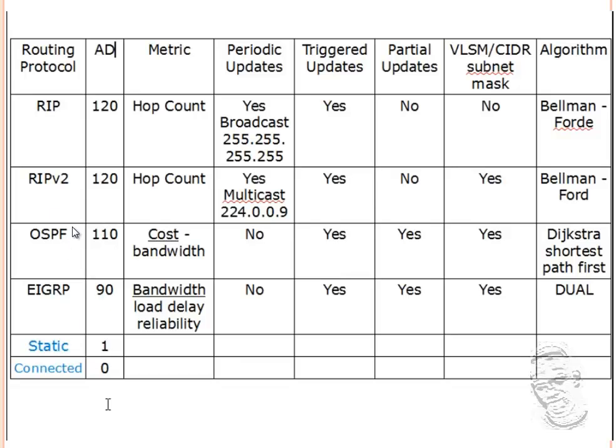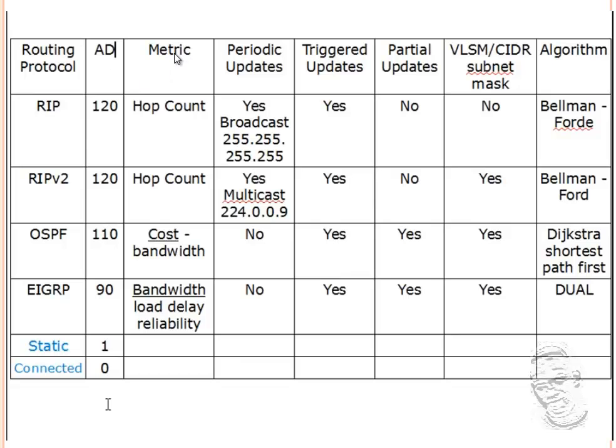EIGRP, OSPF, RIP, and RIP version 2 are dynamic routing protocols. These protocols use complex algorithms and so on. We'll talk about that in a little bit. So the administrative distance in terms of trustworthiness would be higher than static or directly connected routes.